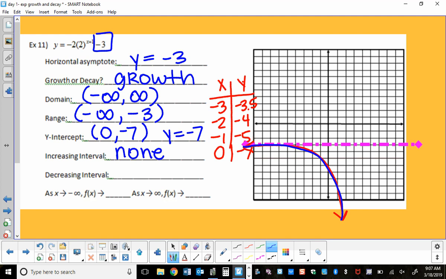For these two problems, for this unit, you will either have none or you will have all real numbers. So for decreasing interval, I'm decreasing the entire time, so that's all real numbers. Negative infinity to positive infinity. I'm decreasing from left to right the entire time. It's not going up a little bit and back down or any of that.